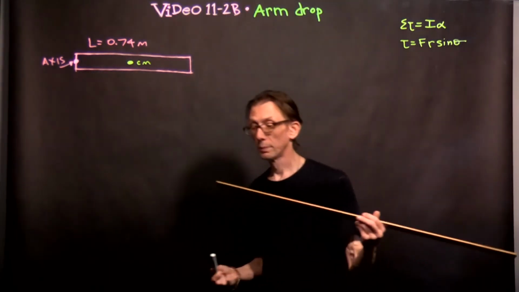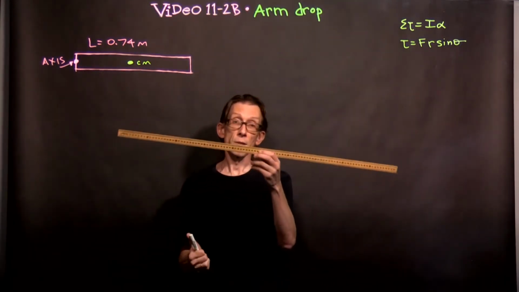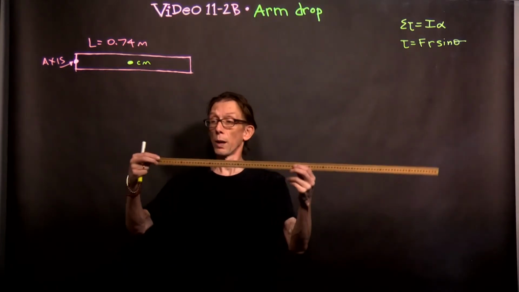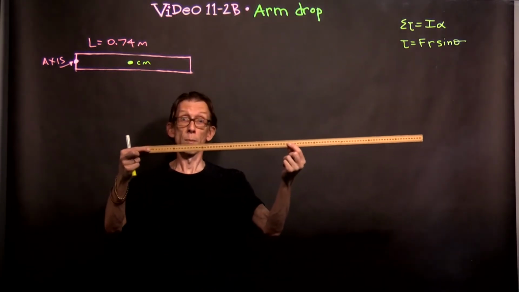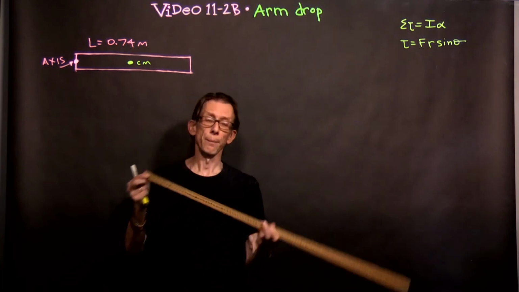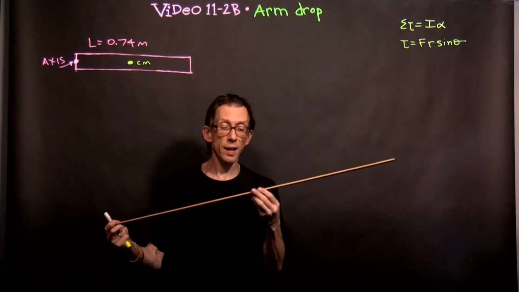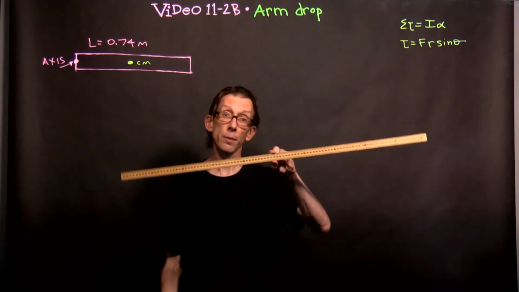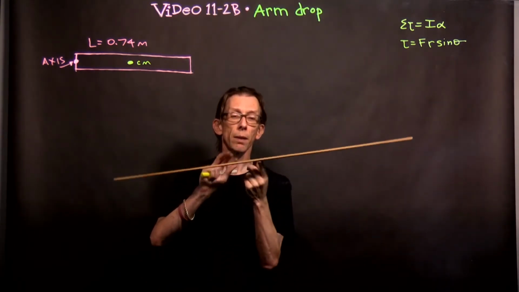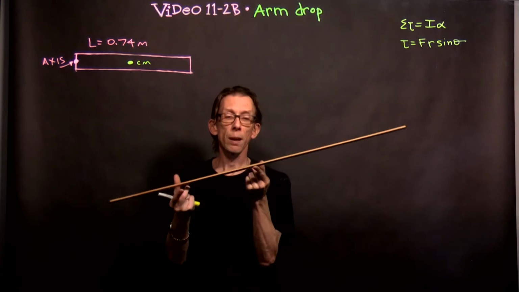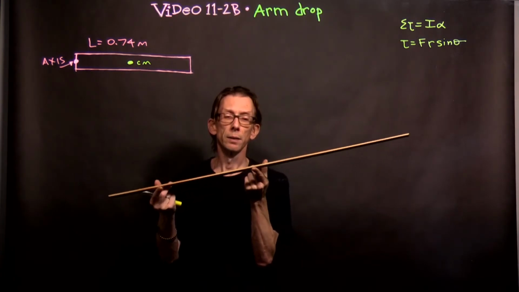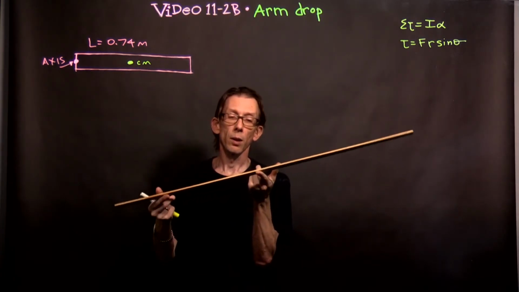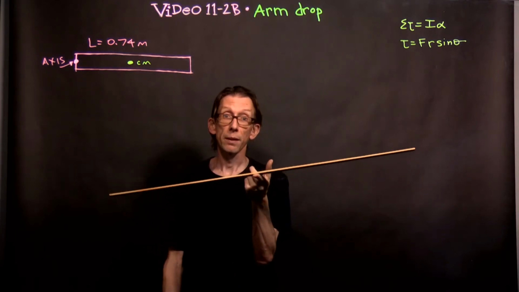Here's a meter stick, right? This meter stick is a uniform beam, right? So we're going to model my arm like this beam dropping. Well, the center of mass of this stick is right at 50 centimeters. It's the point at which I could balance it, right? So I'm right at 50 centimeters and it's balancing.